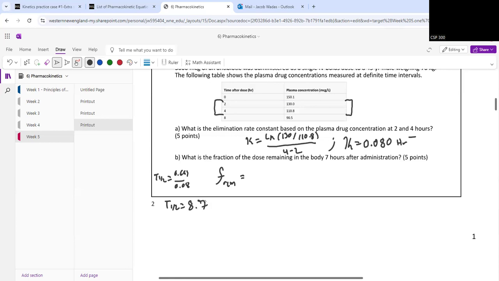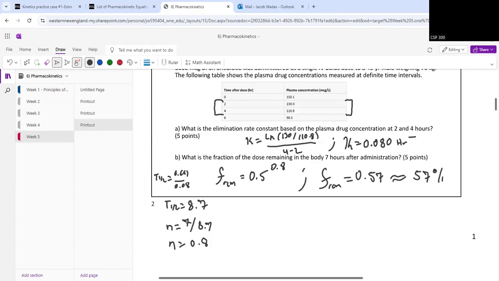Alright, so 7 hours have elapsed, so your N is going to equal 7 divided by 8.7. That's gonna be equal to 0.8. So your fraction remaining is going to be 0.5 to the power of 0.8. Fraction remaining equals 0.57, which is equivalent to 57%.